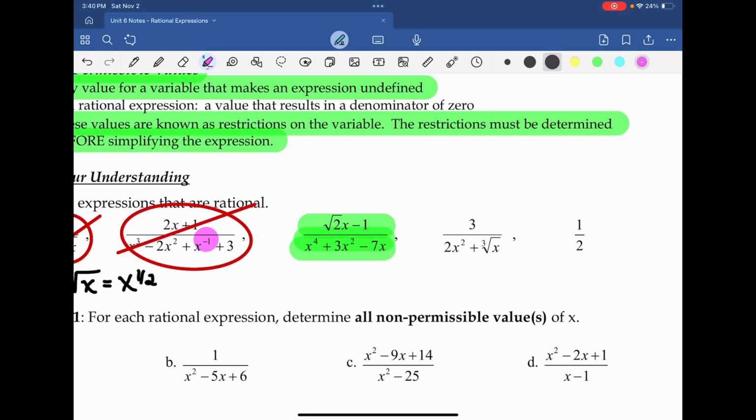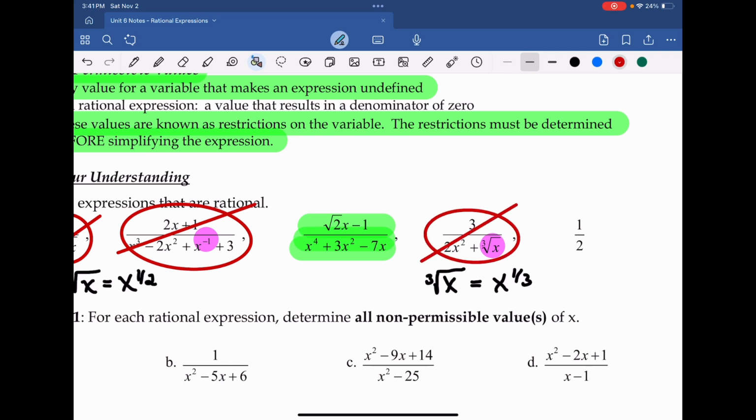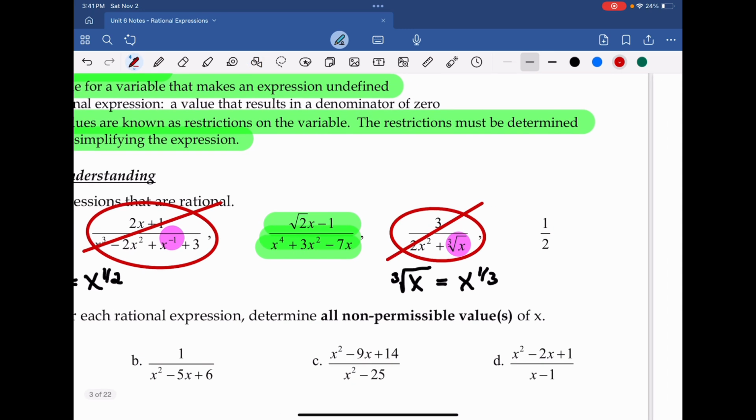Now, the other one, right away, we see it in the denominator. It's the cube root. A cube root can also be written as the following: the cube root of x is equal to x to the 1/3. If that's equal to x to the 1/3, let's make sure we circle this and say this is not a solution we want to consider.